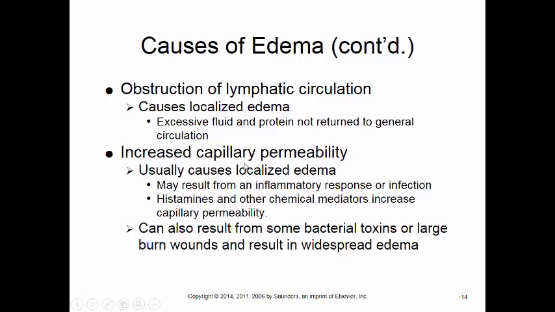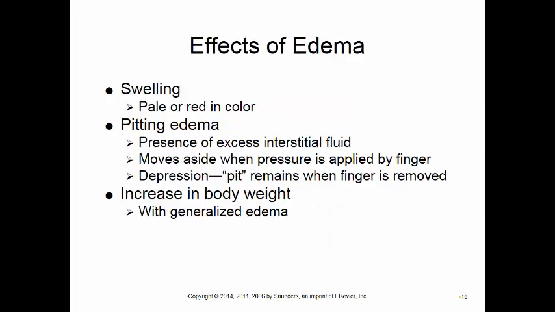We also can have increased capillary permeability. If you remember, your capillaries are permeable. That means they let things in and out. Certain types of inflammation or infection, histamines, or other chemical mediators increase the permeability of the capillary. This is one of the parts that causes inflammation, and there's going to be more flow out of the capillaries. Also, this can come from bacterial toxins or large burn wounds, and this will cause widespread edema if it's spread throughout the whole body.